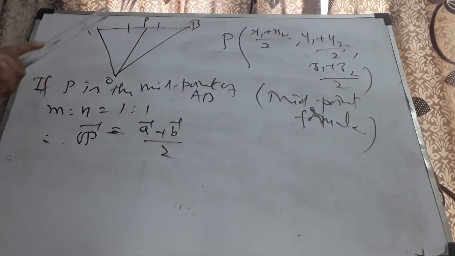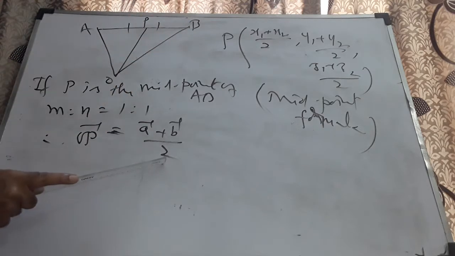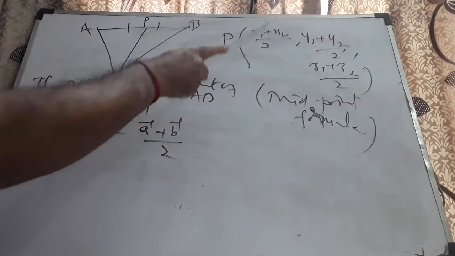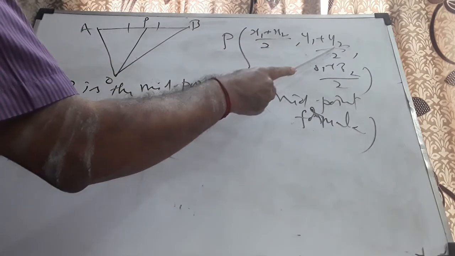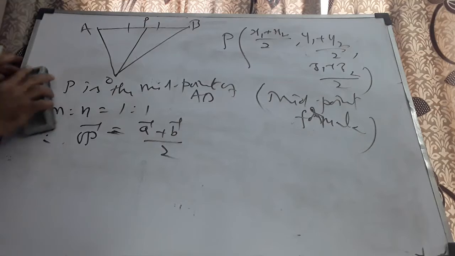Let me repeat. If P is the midpoint of AB, automatically m is to n becomes 1:1. OP vector will now become (A vector plus B vector) by 2. In the previous situation, I will write m as 1 and n as 1. Therefore, my point P will become x1 plus x2 whole by 2, y1 plus y2 whole by 2, z1 plus z2 whole by 2. That is how you get the midpoint formula. This is the average of x coordinates, average of y coordinates, average of z coordinates of the endpoints of the segment, which gives the midpoint of the given segment AB.